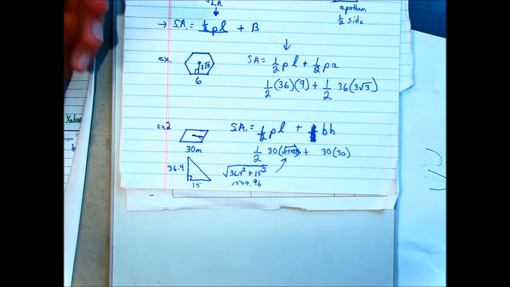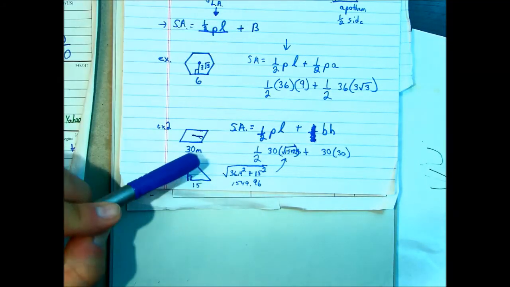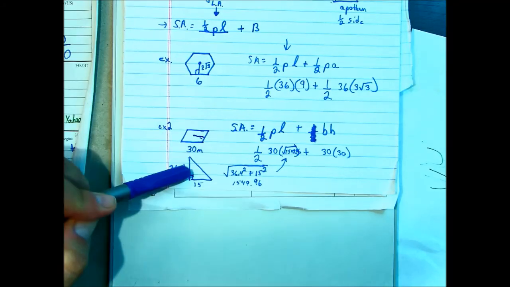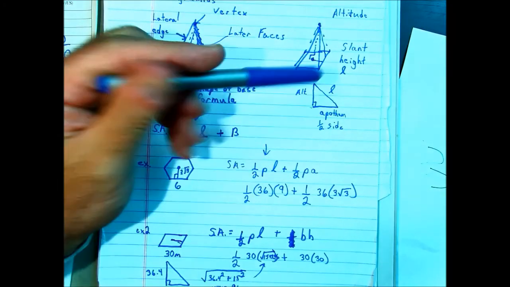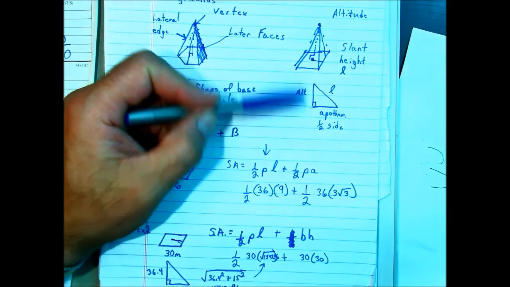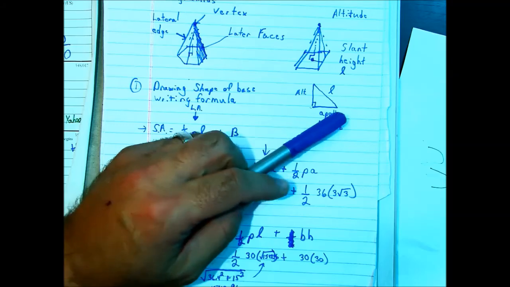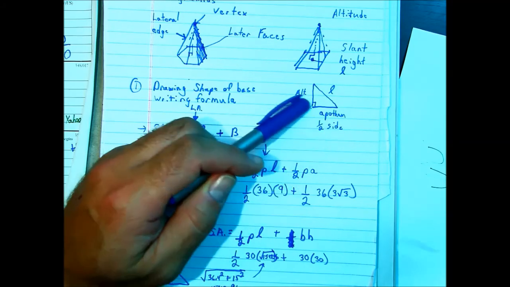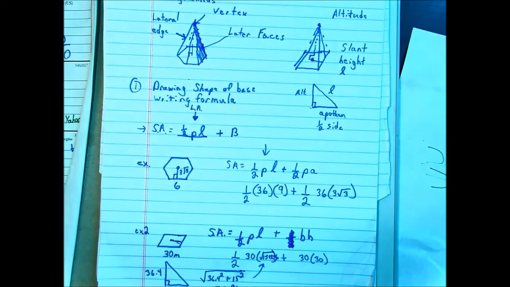All right? So sometimes you have the slant height. Sometimes you will need to find the slant height. If you need to find the slant height, you're going to do right triangle work. And notice, the slant height is always, this is the altitude, this is the apothem, or it could be half of the side, depending on what you're looking at. And then this will always be the slant height. All right? Okay. Good luck.